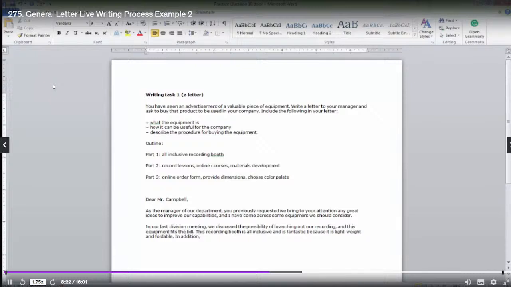In addition, it comes with built-in attachments for microphone, sound buffer, and document holder. All right, so there I've kind of described the equipment, what the equipment is. All right, and then we have to move on to the next part about how it can be useful for the company. The usefulness for our company is undeniable. He now gets the controlling idea of what this next paragraph is going to be about and going to discuss.